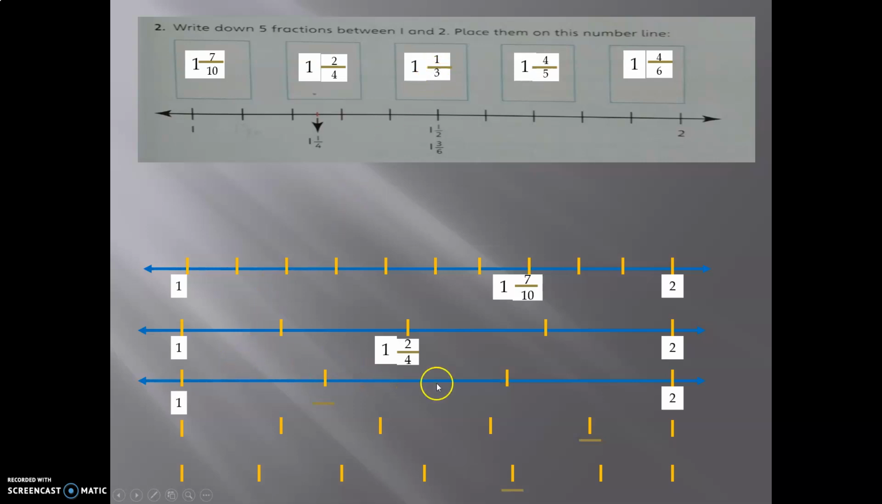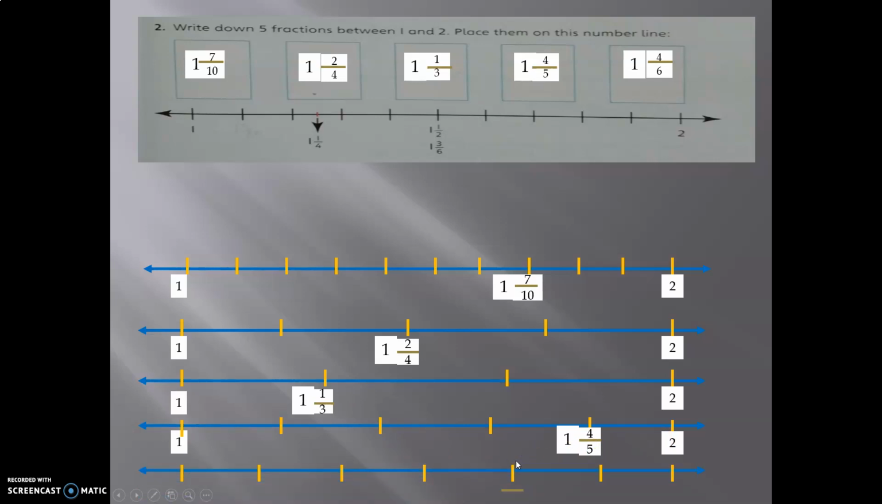So from 1 to 2, I need to cut it into 3 equal parts. 1, 2, 3. And I want to move only one step out of these 3 steps. So it is 1 and 1 over 3. Let's go to the next. It is 1 and 4 over 5. My number line will be cut into how many equal parts? 5 equal parts. Now you can tell me where to put 1 and 4 over 5. Here. Yes, still less than 2.